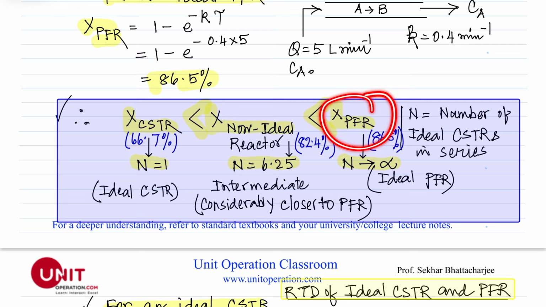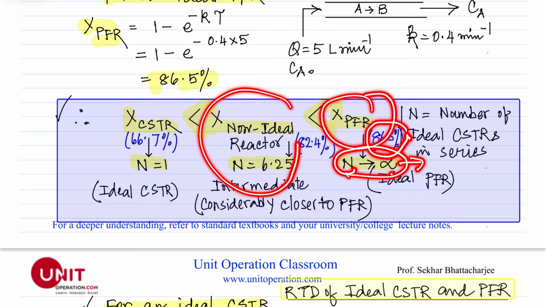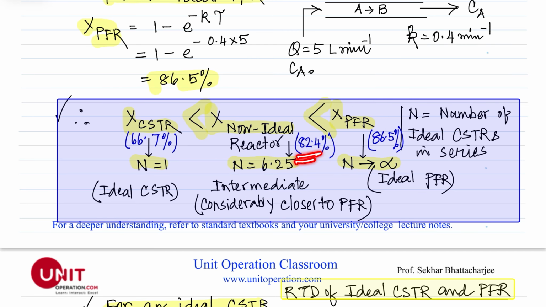In a plug flow reactor, which of course can be represented as n tending to infinity, the conversion would have been 86.5%. But in our non-ideal reactor of the problem, we have determined that n is equal to 6.25. That means 6.25 CSTRs in series, and the conversion is 82.4%. So this conversion is in between these two.